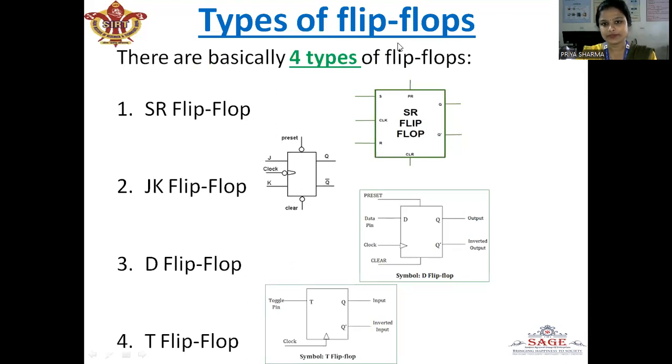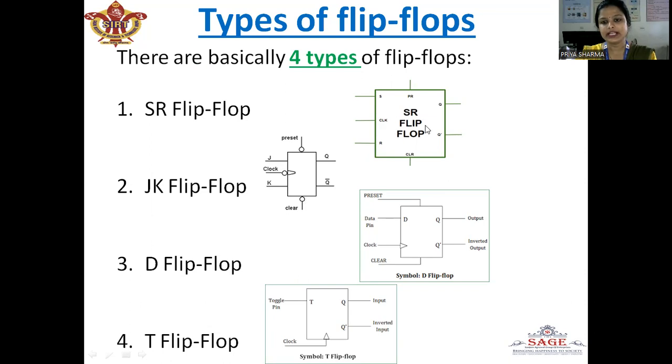Basically, there are four types of flip-flops: SR, which stands for set and reset flip-flop, JK flip-flop, D or the data flip-flop, and last but not the least, T or the toggle flip-flop. These are the circuit diagrams having the pin diagrams, which are having S and R as the inputs and Q and Q complement as the outputs, having the preset and the clear pins. Then we have the JK flip-flop with J and K as the inputs and Q and Q complement as the outputs, having the preset and the clear inputs.